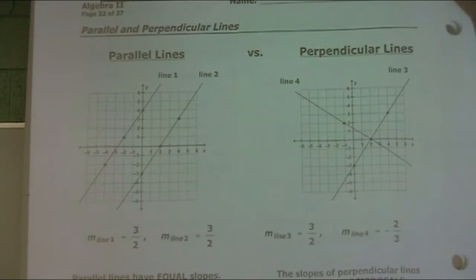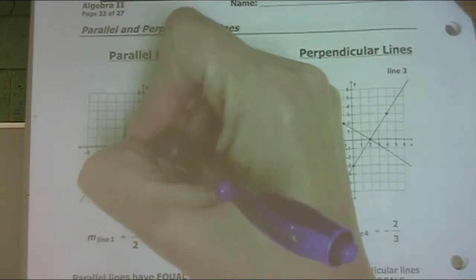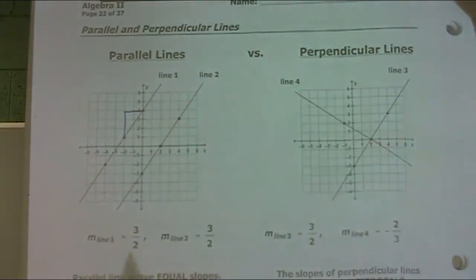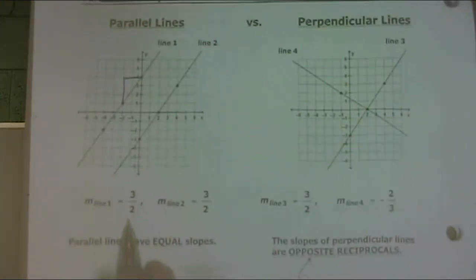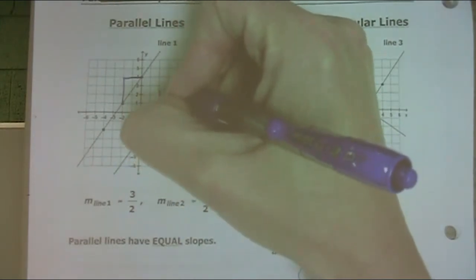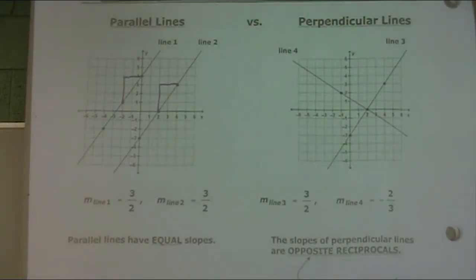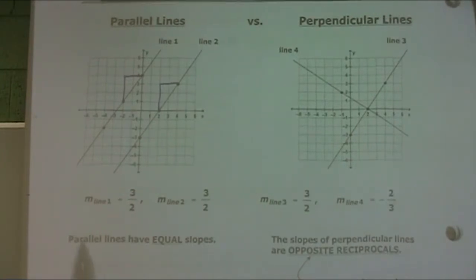So if we just simply use rise over run, and we look at this line, line 1 here, as we go from left to right, we're going up 3 and over 2, which means the slope is 3 over 2. If we look at this line, to go from left to right, we go up 3 over 2. The slope is 3 over 2. This sets up for us a fact about parallel lines, and that is that parallel lines have equal slopes. So if we have any two lines and they're parallel, we know their slopes are equal.